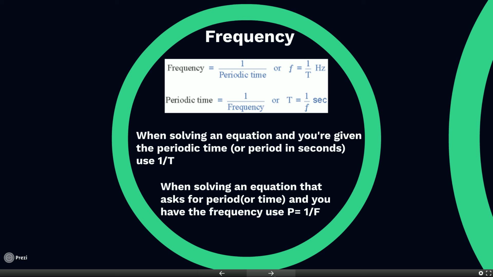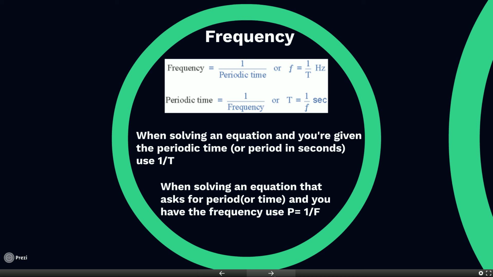When solving an equation and you're given the periodic time or period in seconds, use 1 over T. In some instances, you'll be given the periodic time, which will be in seconds, and you'll have to find the frequency. This will either be a question on its own or part of solving for the wave speed. In order to convert the periodic time into frequency, you put 1 over time. Say the time that you're given is 5 seconds in between waves. In order to convert it, it's 1 over 5, or 0.2, once you put it in a calculator.